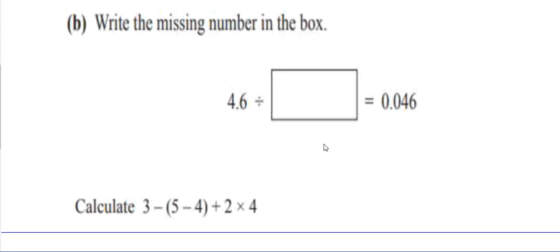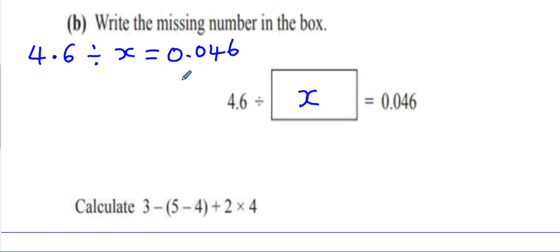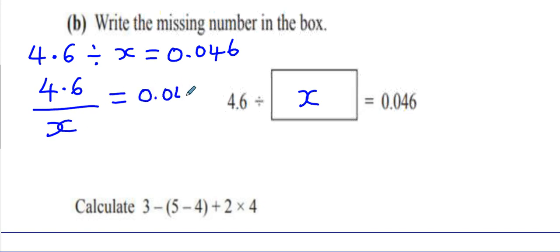Okay, write the missing number in the box. 4.6 divided by a certain number. I said for the missing number, put a letter, and then proceed. So this will be 4.6 divided by x equal to 0.046. Okay, set that as a fraction. This will be 4.6 divided by x. That will be equal to 0.046. Okay, this is a fraction.